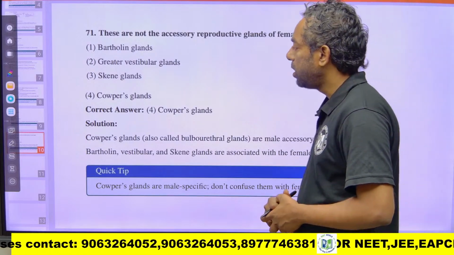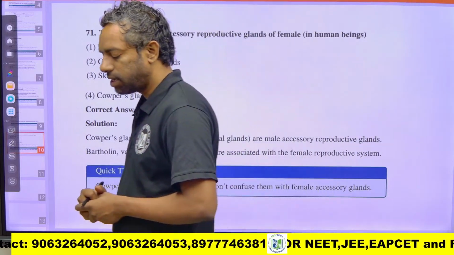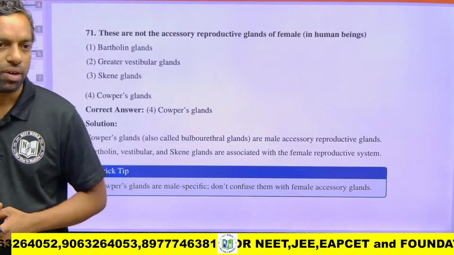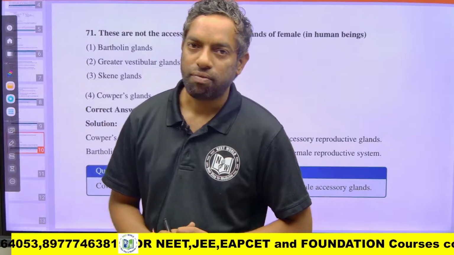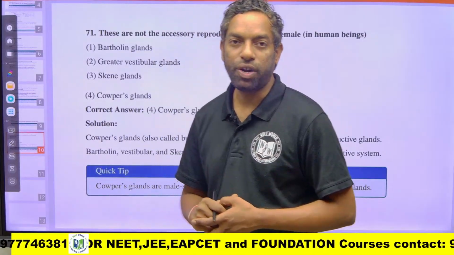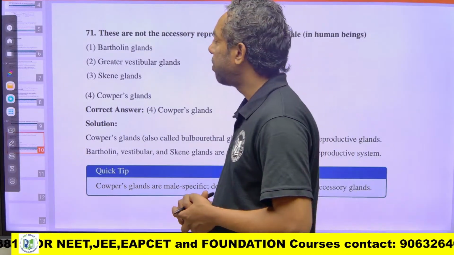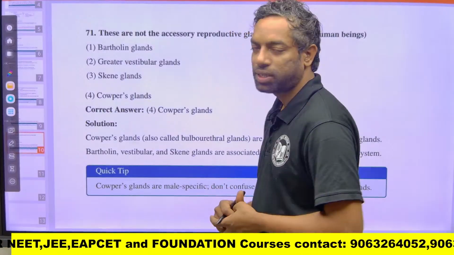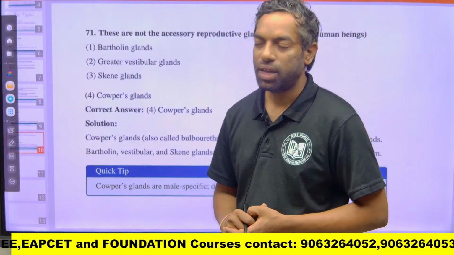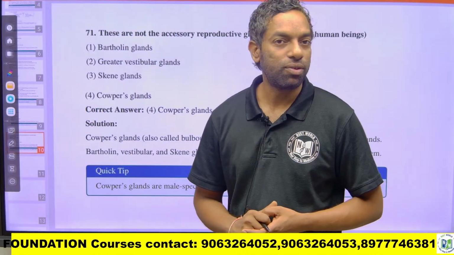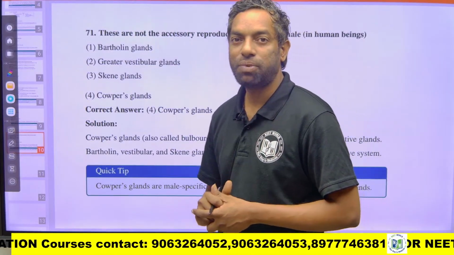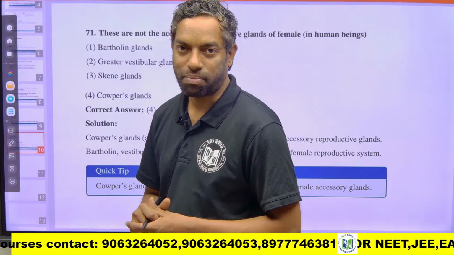So the answer is Cowper's glands, it is completely in the male reproductive system, okay. They can provide calcium in the seminal fluid. The Cowper's glands provide this in the male reproductive system. This is irrelevant for the female reproductive system. You have to go through that. The reproductive system is the most important topic for NEET or any kind of exam, okay.